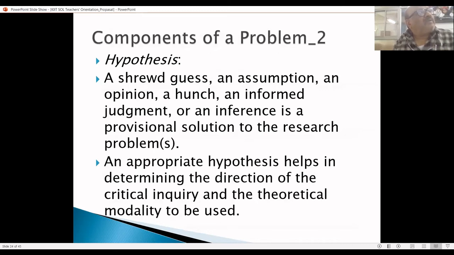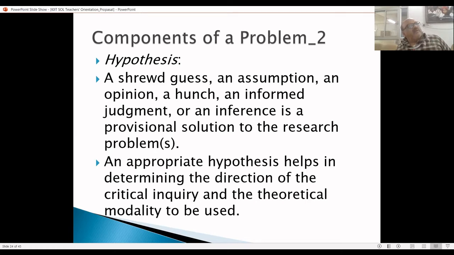This problematic must also have a hypothesis. Actually, this is the crux. This is the crux of the research proposal. So what is a hypothesis? A hypothesis is a shrewd guess. It is a presumption, an assumption, an opinion, a hunch, an informed judgment, or a very good guess, an inference. You may say it is a provisional solution to the research questions.